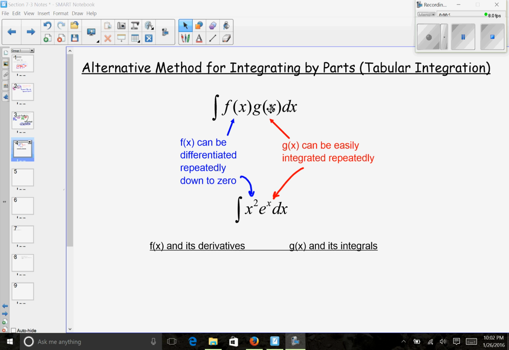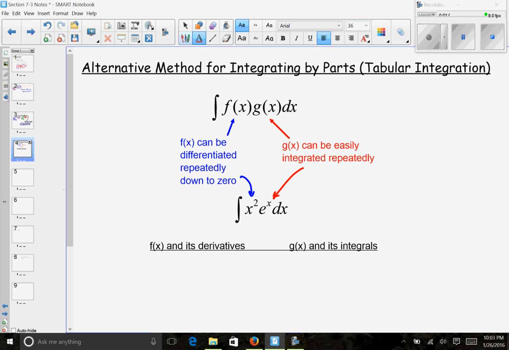The way I decide what f is, like I do with u in Leibniz notation, is that if I keep differentiating it, I eventually get down to zero. Then g of x is the part that's left, but what I'm going to do here, instead of differentiating, is integrate it. This should be something that can be integrated easily over and over again. And we can make a table to help us figure it out.